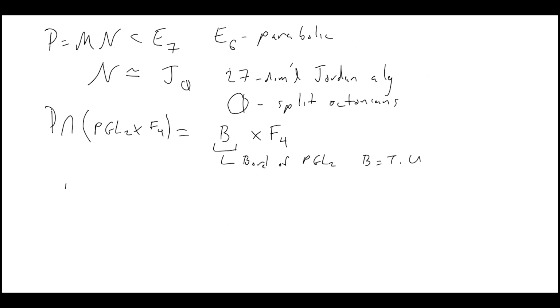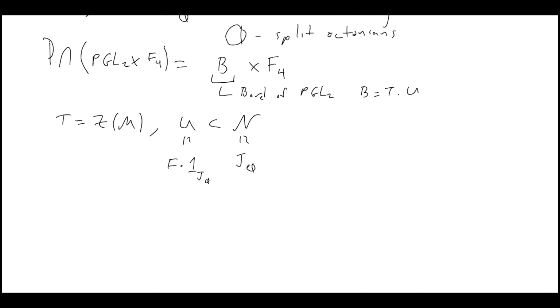This T can be identified with the center of the Levi subgroup. And this U is sitting inside of N. N we can identify with the cubic Jordan algebra, and this U can be identified with the line generated by the identity element in the cubic Jordan algebra. Oh, and just for emphasis, I'm using different notation from last week.